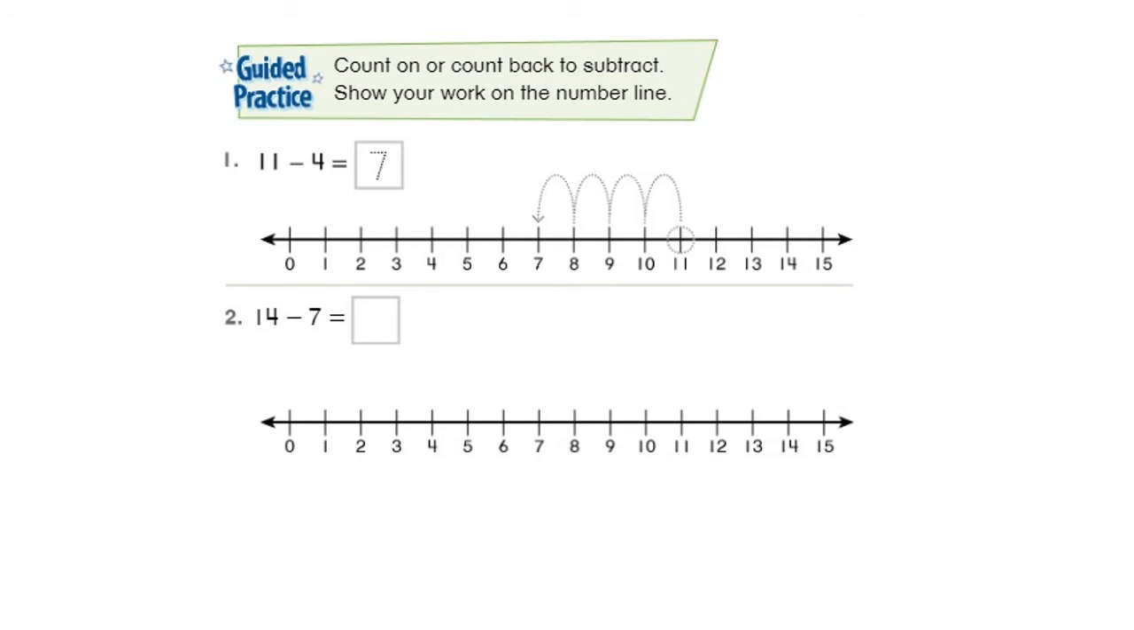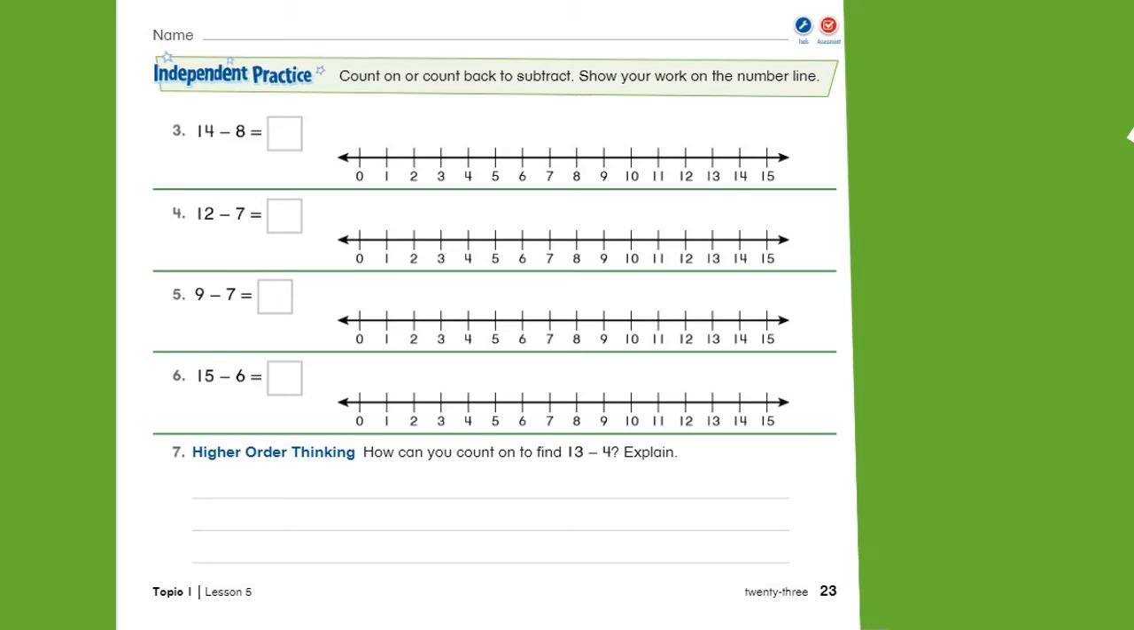Okay, so now we are in our book, 1-5, and we're looking at the guided practice. And it says count on or count back to subtract. Show your work on the number line. And number 1 shows 11 minus 4, okay? And you can see that they start at 11, and they counted 1, 2, 3, 4. There's the 4, 4 spaces that were counted back, and there's the answer. Okay, now you can do number 2, and on page 23, you can do numbers 3 through 7.